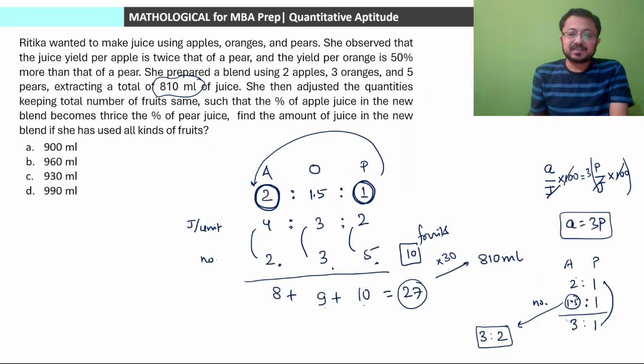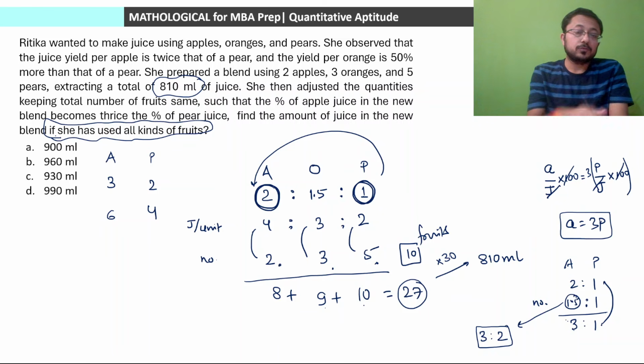अब दो केसेस बन सकते हैं. एप्पल एंड पेयर का रेशियो अगर 3:2 है, सो वी कैन टेक 3 एप्पल्स एंड 2 पेयर्स, और वी कैन टेक 6 एप्पल्स एंड 4 पेयर्स. 2 केसेस विल बी देयर, क्योंकि टोटल हमारे कितने फ्रूट्स हैं? 10 फ्रूट्स हैं. बट साथ में क्वेश्चन ये भी कह रहा है कि फाइंड द अमाउंट ऑफ जूस इन द न्यू ब्लेंड इफ शी हैज़ यूज्ड ऑल काइंड्स ऑफ फ्रूट्स, यानी कि शी ऑल्सो हैज़ टू यूज ऑरेंजेस इन दिस न्यू ब्लेंड. तो इफ शी टेक्स 6 एप्पल्स एंड 4 पेयर्स, टोटल नंबर 10 यहीं पे हो जा रहा है.